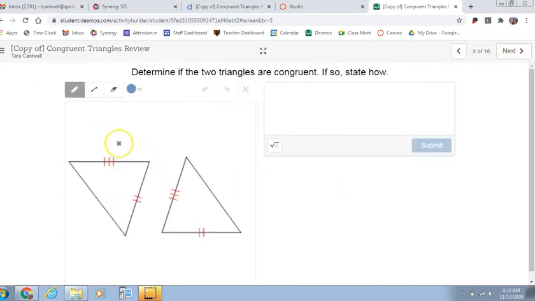Number 5. We have a side and a side, congruent to a side and a side. There's nothing else we could tell from the pictures. We don't have a shared side. We don't have any vertical angles here. So these are not congruent.